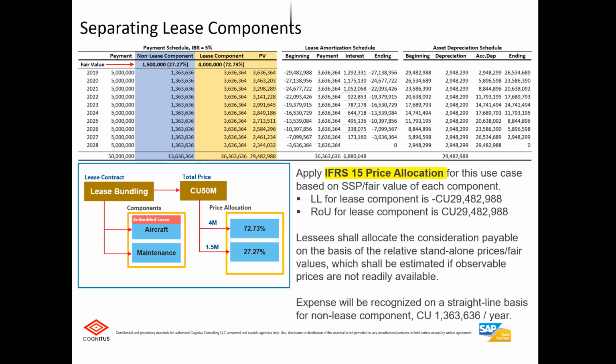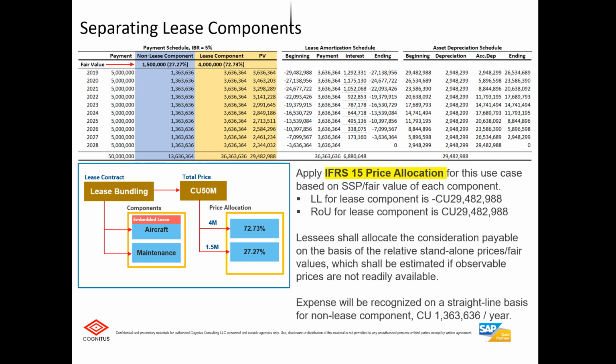And by applying IFRS 15, a price allocation for the use case, you can see the SSP or fair value is equal to 5.5 million in total, where for the embedded lease component, which is the aircraft, the fair value is 4 million with an allocation of 72.73%. While for the non-lease component, which is the maintenance of the aircraft, the SSP and fair value is 1.5 million with an allocation of 27.27%.